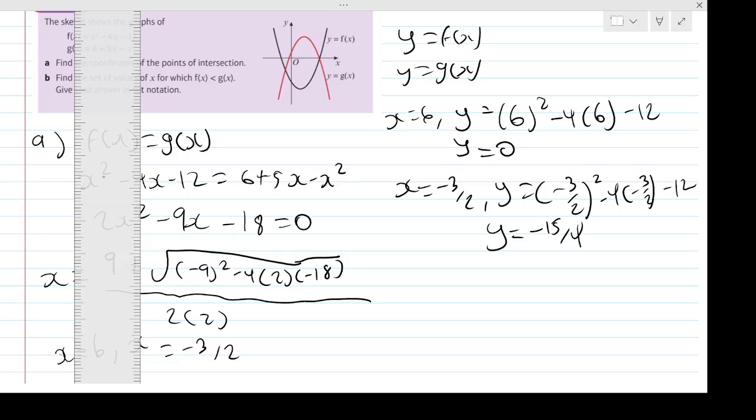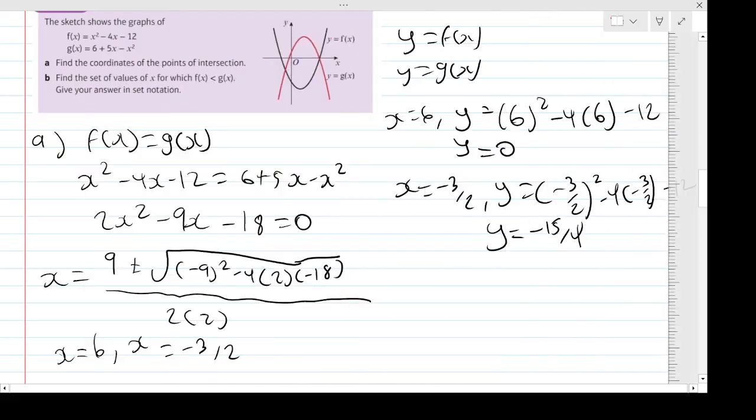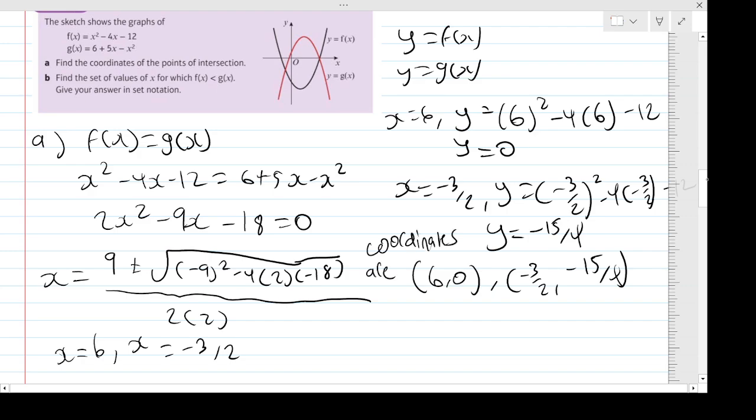So that's the two solutions, two pairs of solutions, x and y. But we need to give the coordinates. So the coordinates will be 6 and 0, and minus 3 over 2 and minus 15 over 4. So the xy coordinates. I'm going to say coordinates are, there we are. So that's the answer to part A.